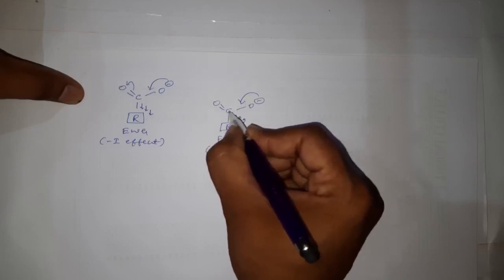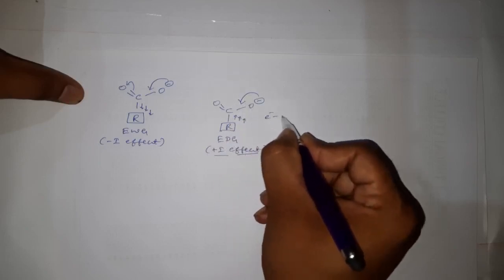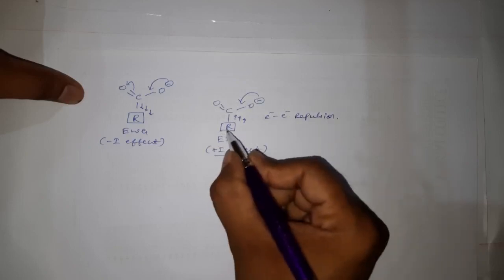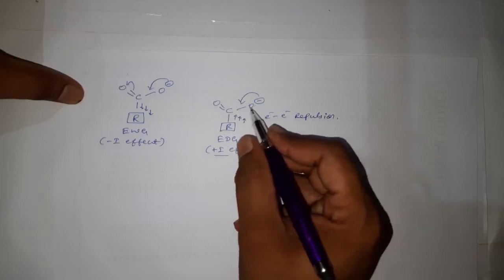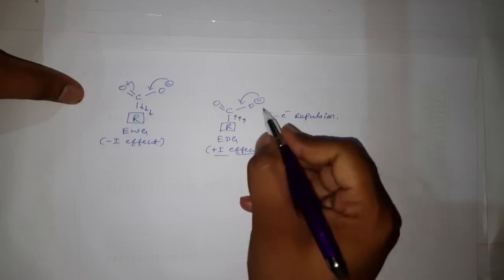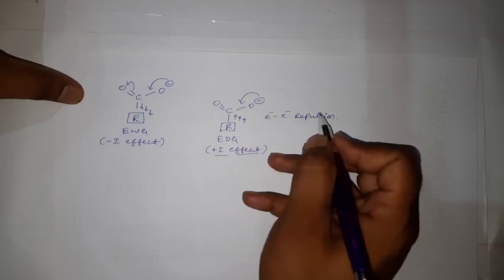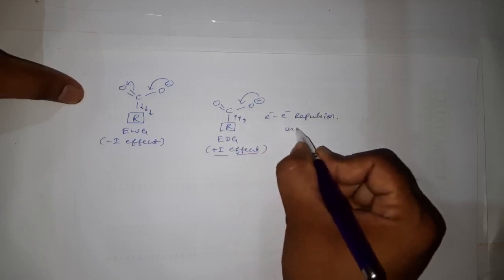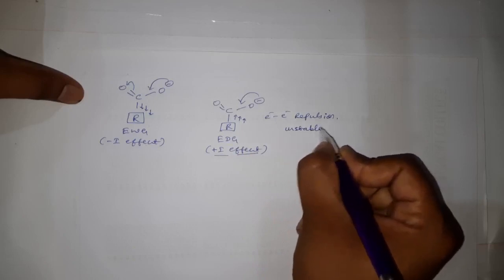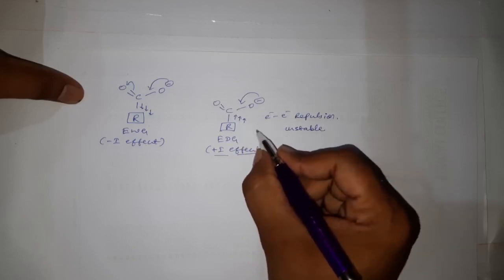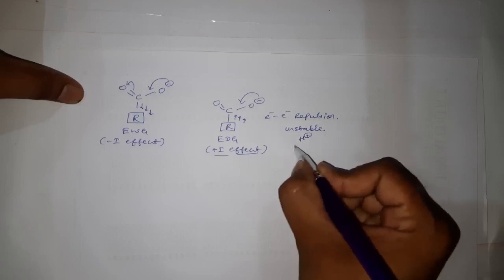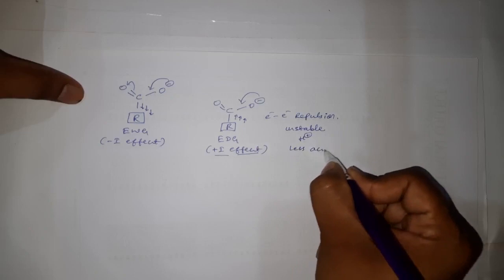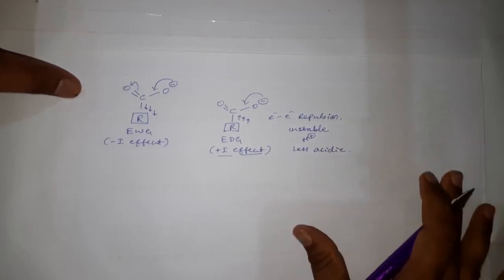As more electron density is there around the carbon, if this negative charge wants to delocalize through this carbon, there exists an electron repulsion. As there is an electron repulsion, the delocalization or the resonance will not take place. As the resonance is not taking place, the molecule becomes unstable. As the molecule becomes unstable, it doesn't want to lose the H plus ion. If it doesn't want to lose the H plus ion, then it becomes less acidic. Okay, is it clear now?